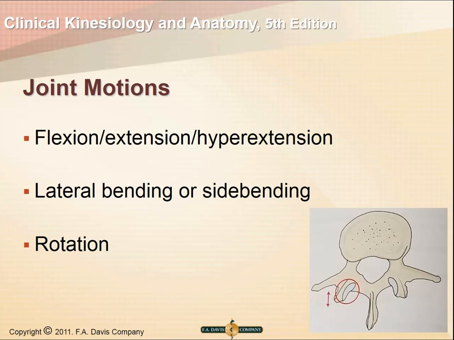And our primary motions in the lumbar spine are going to be flexion and extension, and that's because of the orientation of our facet joints within the lumbar spine.